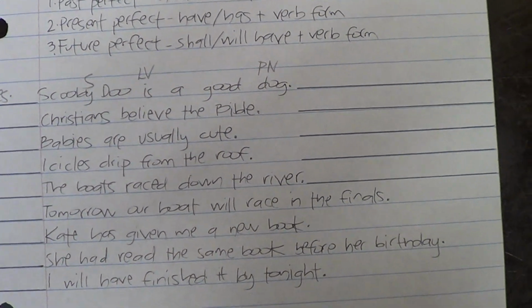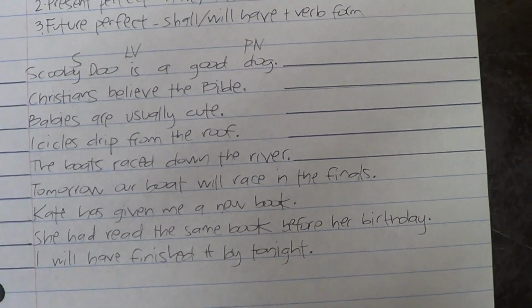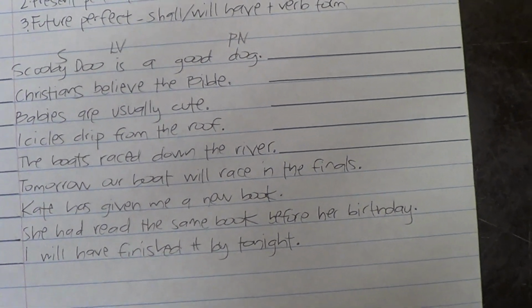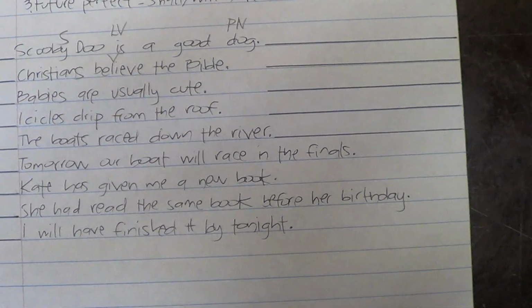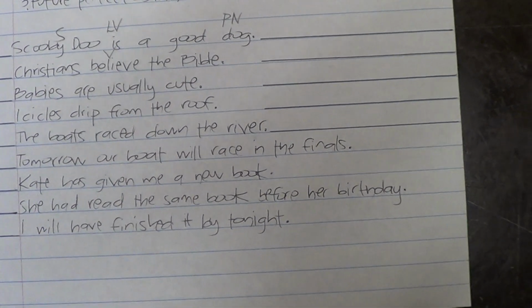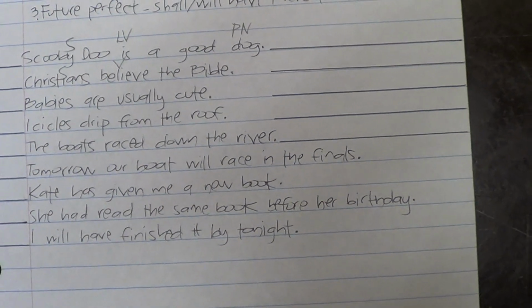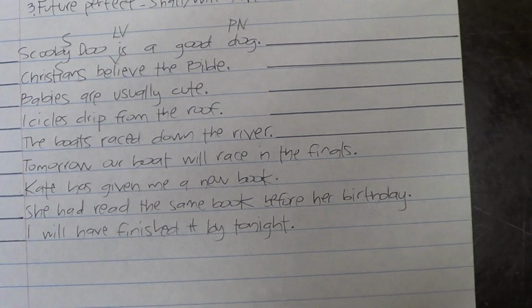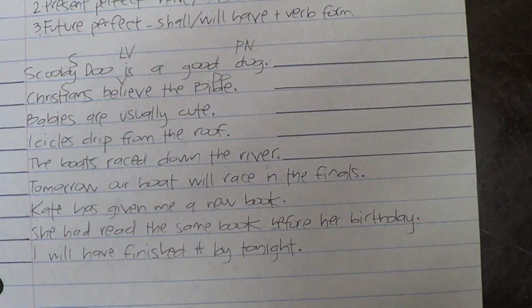All right, we go to the next sentence. Christians believe the Bible. Do you see any prepositional phrases? Okay, no. Moving on. We look for the verb. The verb is believe. That's action. Okay, who or what believe? Christians believe. Let's see if there's an object. Christians believe who or what? Bible. So Bible is our direct object.